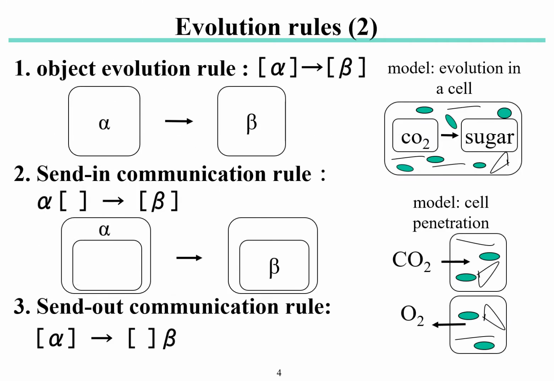The first rule is an object evolution rule that makes an object evolve into another object in a step, like this figure. The rule is based on the biological model of the evolution in a cell. The second rule is a sending communication rule that sends an object into the inner membrane, like this figure. The rule is based on the biological model of cell penetration. The third rule, send out communication rule, is also defined similarly, like this.